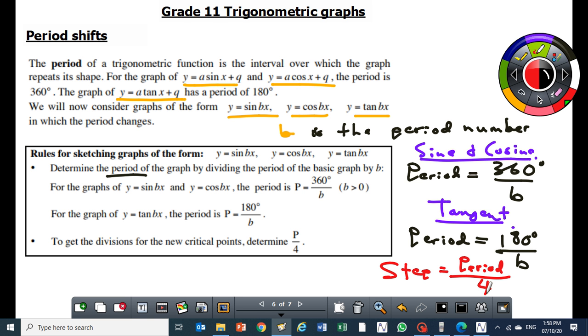So this is the procedure that you must follow from now on, for any graph of the form y equals sine bx, y equals cos bx, y equals tan bx. Can I carry on? Let's move on to an example. The best way is to sketch two graphs on the same system of axes for you to understand the concept of period shift.